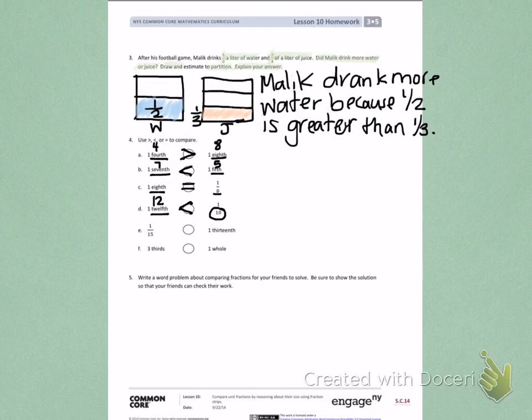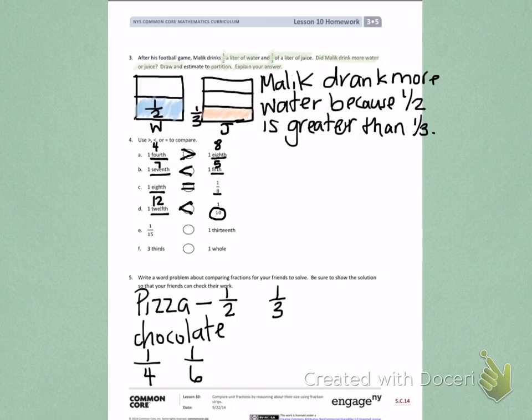Some topics that you might want to consider are sharing a pizza or sharing some chocolate and having to partition them into 2 different fractions. So maybe you have a problem where the pizza has to be partitioned into 1/2 and then another part into 1/3, and you can compare those 2 fractions. Perhaps for the chocolate, the first time you break it apart, you did 1/4, but you forgot that maybe there were 6 friends sharing and you needed to partition into 1/6. Write a problem that your friends can solve and show the answer on number 5.